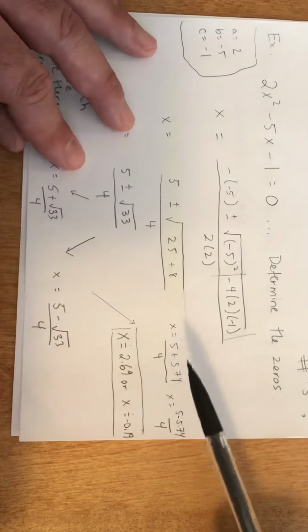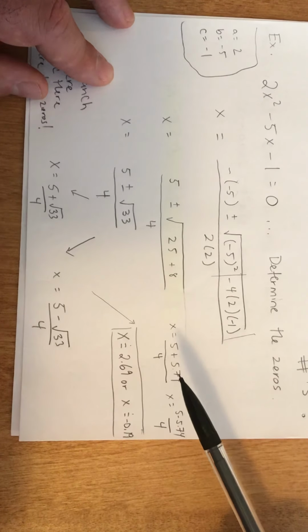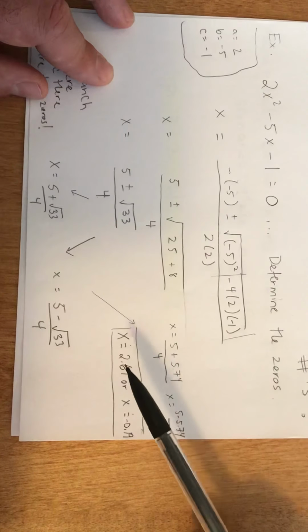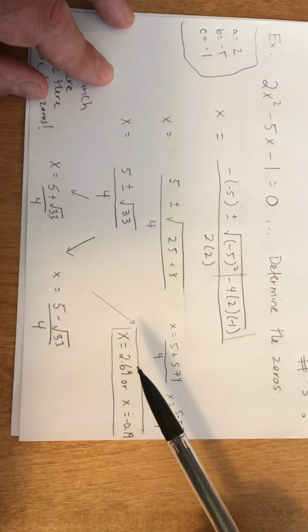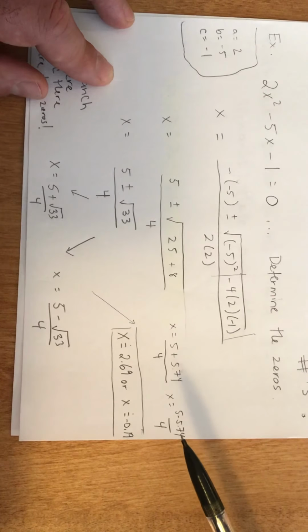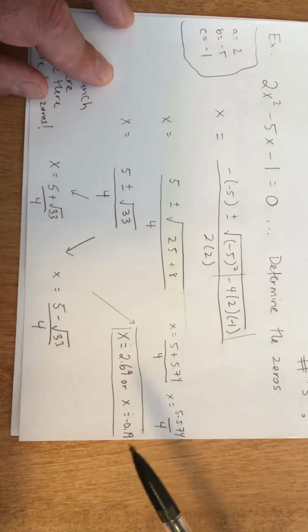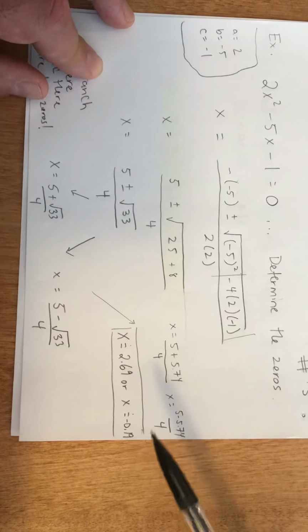So when I do that, 5 plus root 33, I simplified root 33 to 5.74. 2 decimal places is fine. Divided by 4, put it into your calculator, you get 2.69. The other one, 5 minus 5.74, the square root of 33, divided by 4, is negative 0.19. Approximately equal to is fine, 2 decimal places is fine.